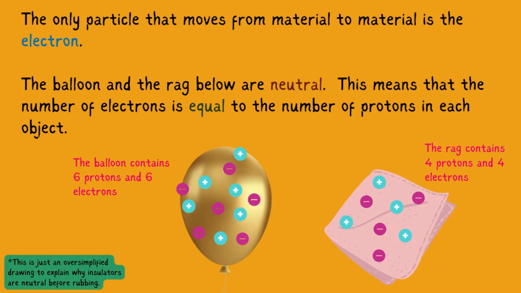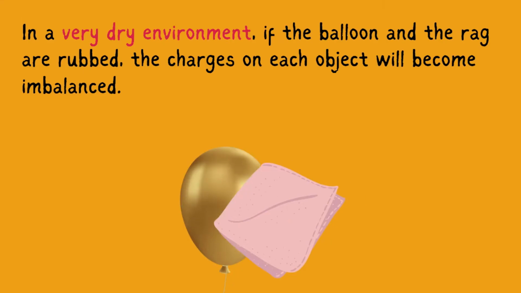The balloon and the rag below are neutral. This means that the number of electrons is equal to the number of protons in each of the objects. Now, in this case, the balloon contains 6 protons and 6 electrons, while the rag contains 4 protons and 4 electrons. Please note that this is just an oversimplified drawing to explain why insulators are neutral before rubbing. They have way more protons and electrons in them.